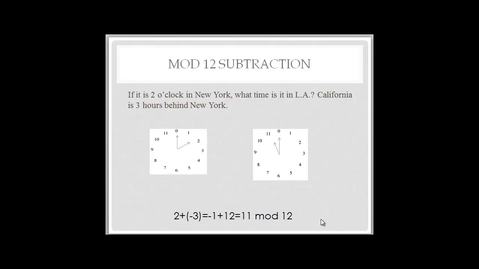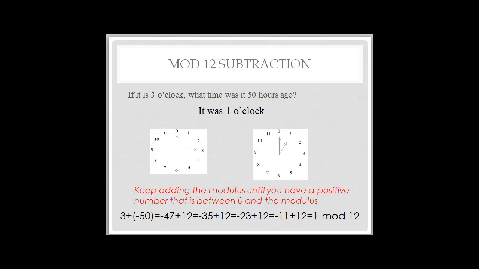All right, let's look at another one. If it's 3 o'clock, what time was it 50 hours ago? You could sit there and start at 3 o'clock and then go backwards 50 times, 50 cycles, but that is a little bit time consuming. So let's do the math. 3 plus minus 50 puts us at minus 47. At this point, we're in the negative, so we need to keep adding our cycles of 12 until we're out of the negative, and then that number we're left with is between 0 and our modulus, and our modulus in this case is 12.